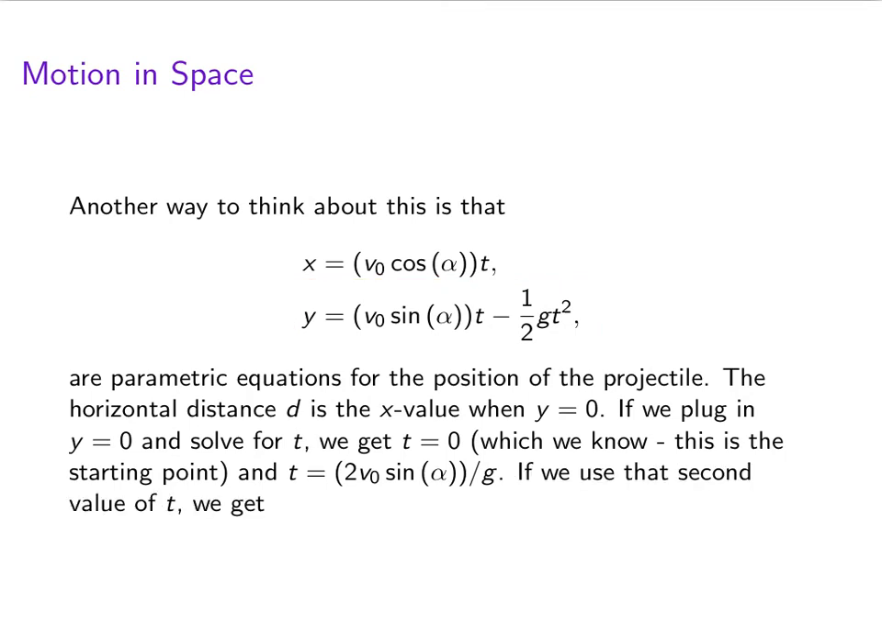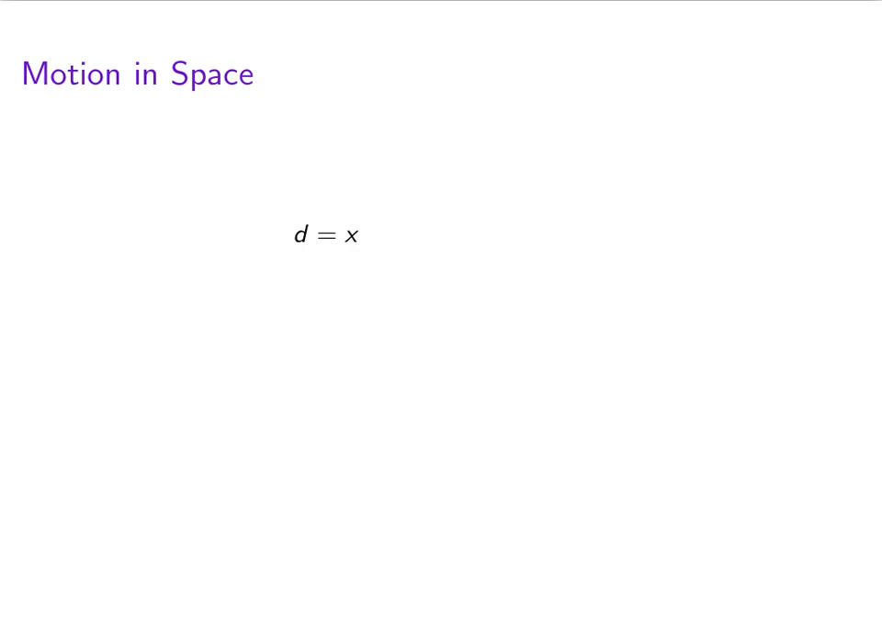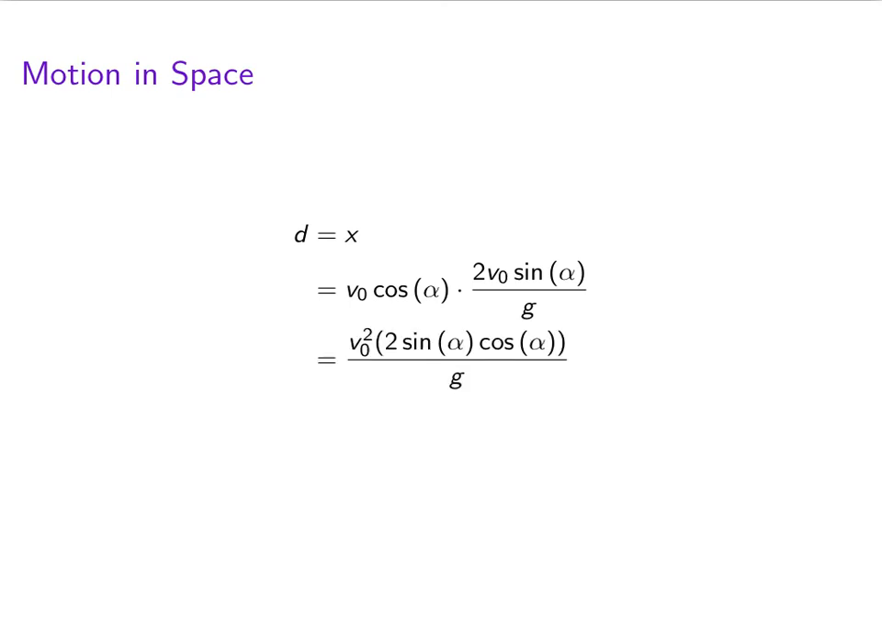So let's use that second value of t, and let's plug that back into x to see what we get. All right, so our horizontal distance is an x distance. X was v naught cosine alpha times t, and then we've just worked out that t is 2 v naught sine alpha over g. Clean that up a little bit, we get v naught squared times 2 sine alpha cosine alpha all over g. And now you want to recognize this as a trig identity. 2 sine alpha cosine alpha is the same thing as sine 2 alpha. That's our double angle formula for sine.